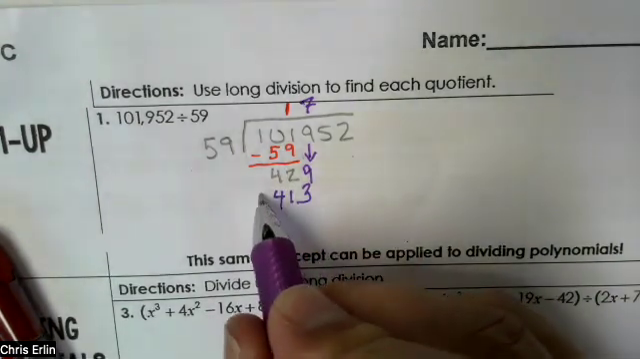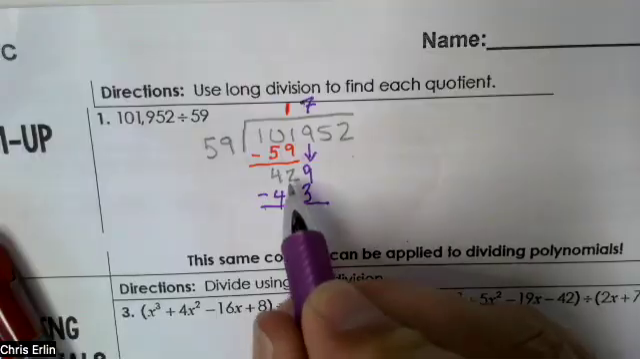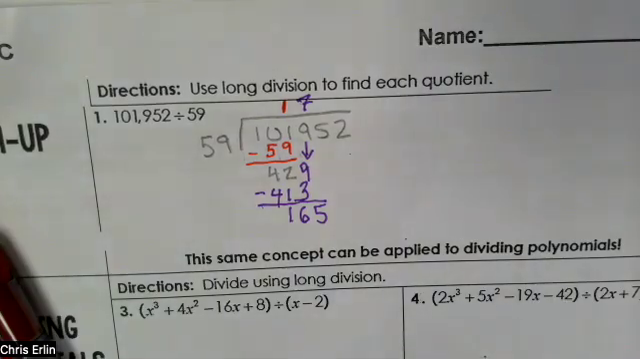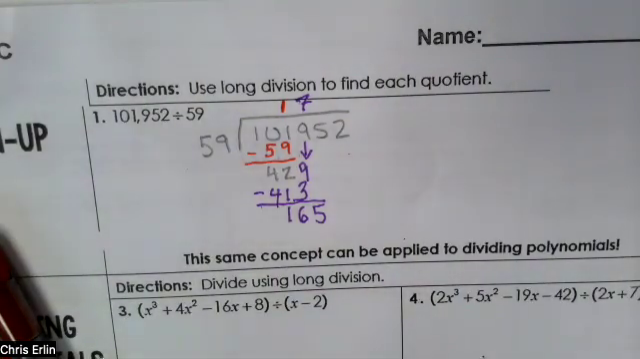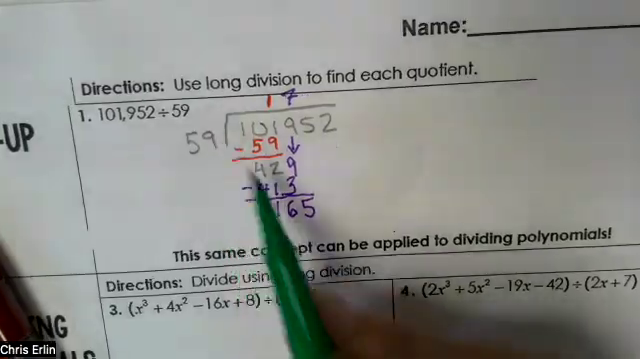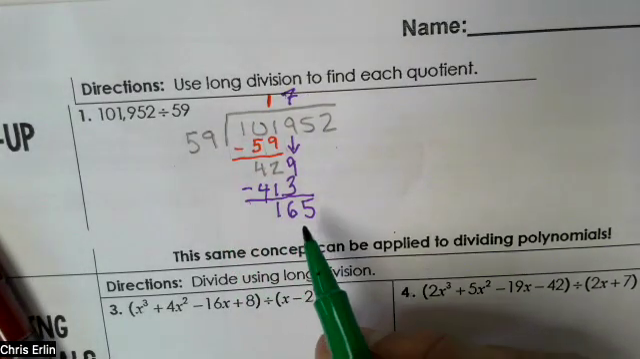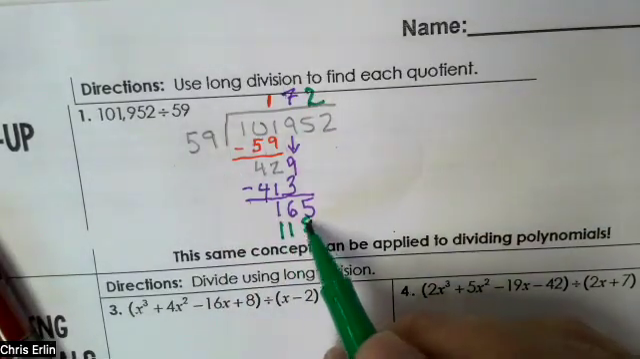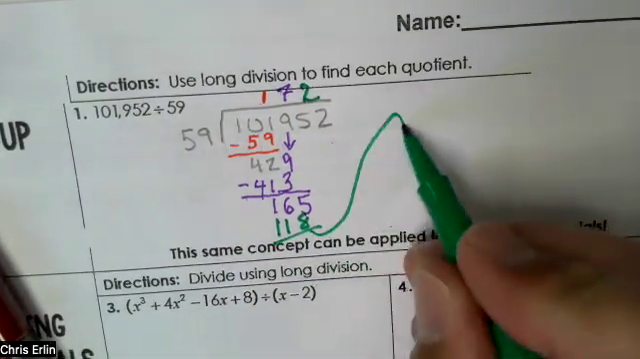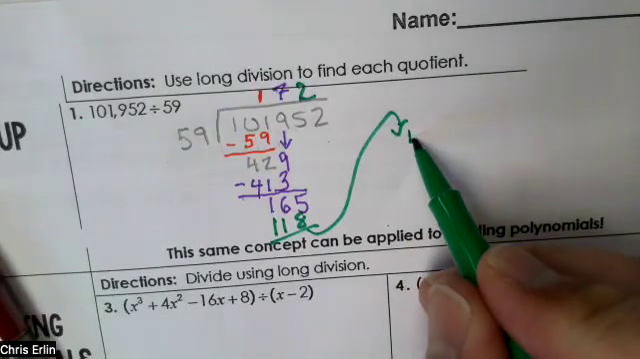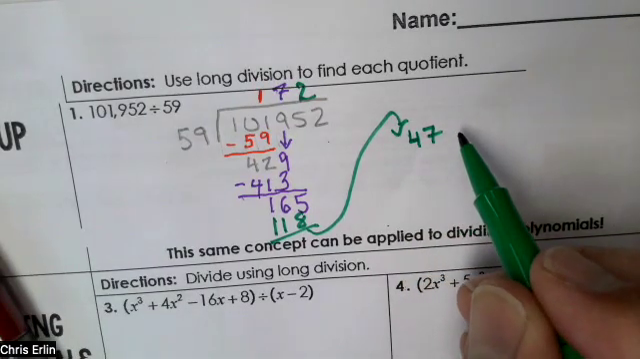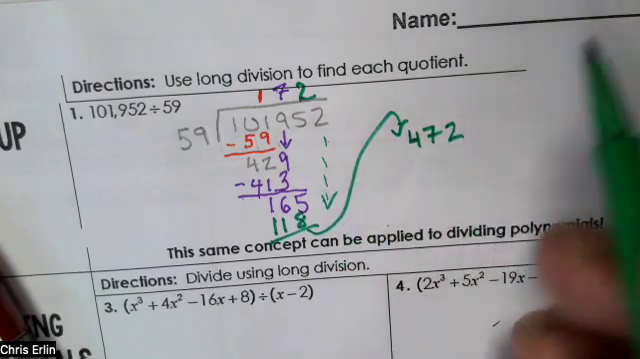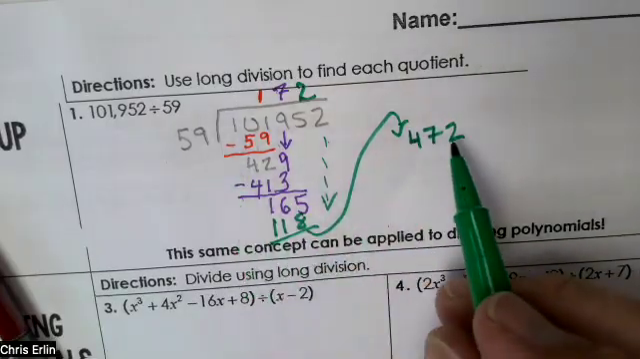How close was I? So let's subtract it. We get 1, 6, 5. And then again, I'm going to see how many times 59 goes into this. Well, 60 goes into 183 times. It's less than that. So maybe 2. 2 times 59 is 118. So I'm left with, what is that, 47? And then I bring down the 2. So 59 goes into 472.